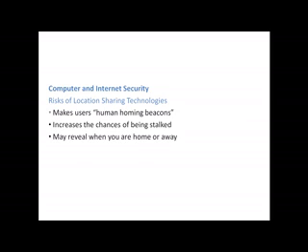Risks of location sharing technologies. It makes users human homing beacons. If you turn on your location sharing or turn on your GPS in your mobile phone, it means people can trace you wherever you are. It will be like you're moving with your beacon. You will be traced wherever you are if your location sharing is on. It increases the chance of being stalked. It may also reveal when you are home or away. It is very easy for people to know if you are at home or you are away.